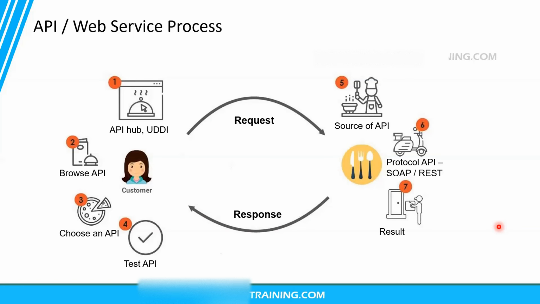Like you said, it works on request and response. The API will listen to the request and it will send a response.